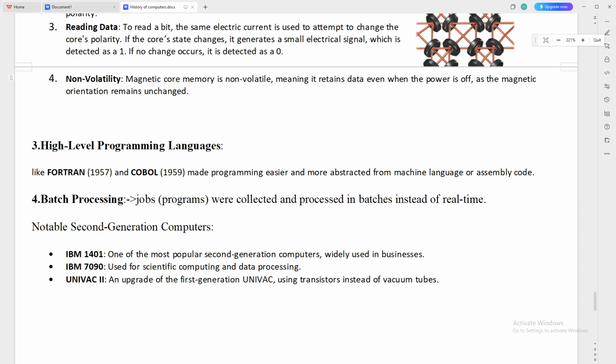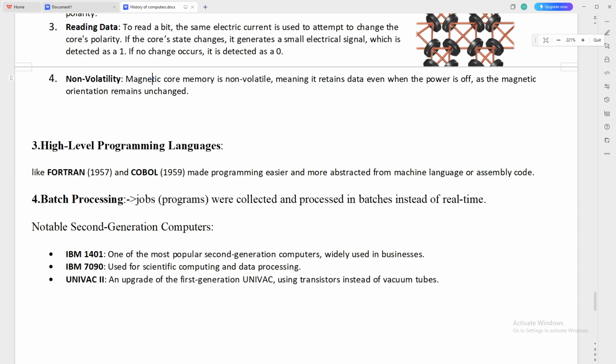And the fourth point is that there came batch processing, meaning jobs or programs were collected and processed in batches instead of real time. At the earlier time in the first generation, the program execution was done in real time, but as the technology advanced, they got to know that you can do the processing in batches. You can allocate batches, or send data in packets, so that each packet is executed first, then the next packet, and later on the other one. You can do things serially.